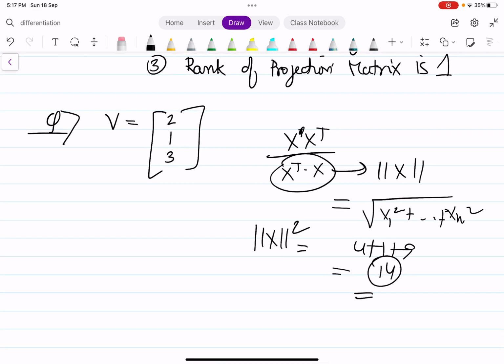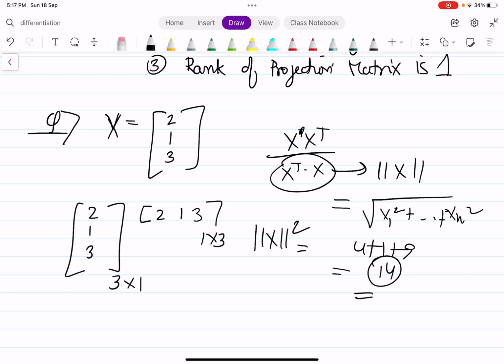Let's get the vector X into X transpose. So X is like V, X means you can call this X here as well, 2, 1, 3, and what is X transpose? Just make this column into a row, you get this. This is a 3 cross 1 matrix, this is a 1 cross 3 matrix, so in the result you're going to get a 3 cross 3 matrix.